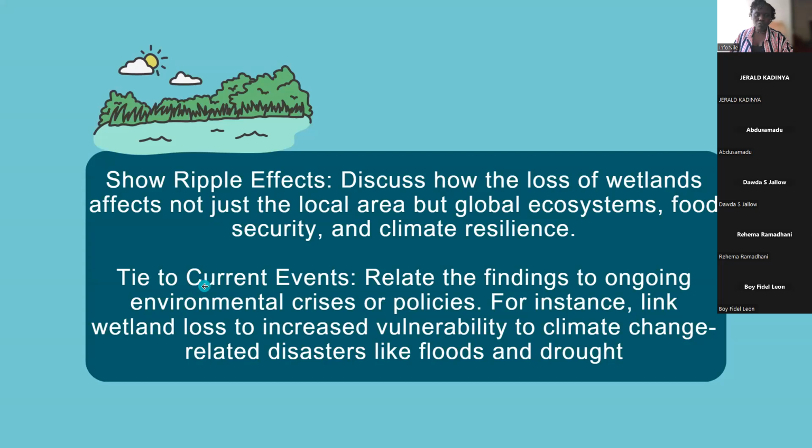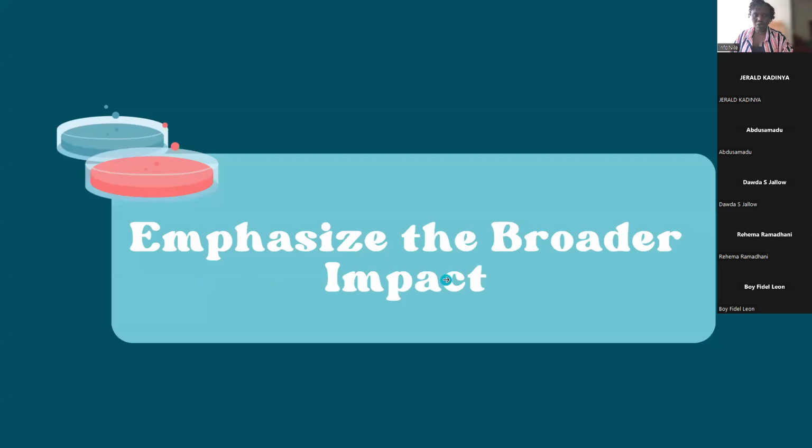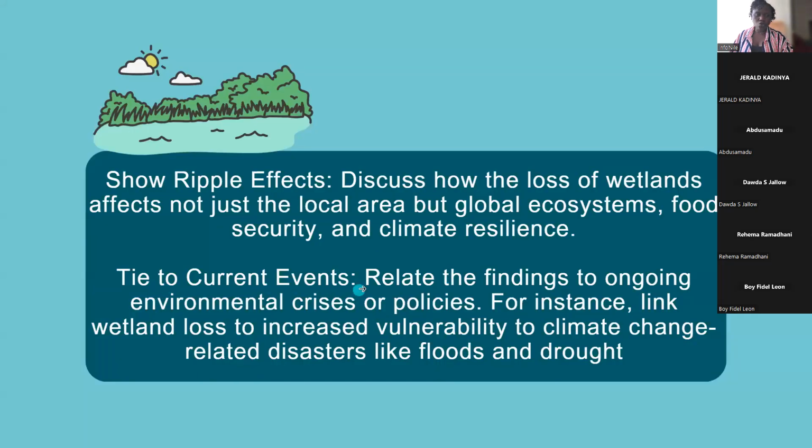Another way of emphasizing a broader impact is tying it to current events. Just like I've just talked about, flooding that happened in Kenya killed almost 210 people, several not found, people did not have lands, people were displaced, farming was stopped, and livelihood was stopped, something that people can actually relate to, and it's also very current.